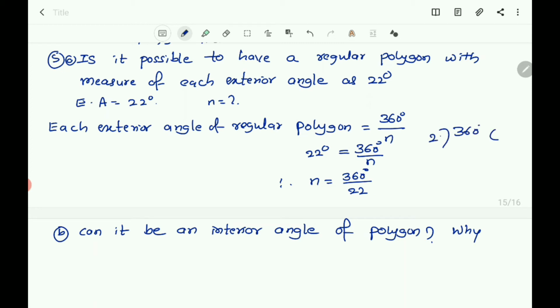360 by 22, you know that 22 ones are 22. What is remaining here? 6 minus 2 is 4, 3 minus 2 is 1 here, and here you know that 22 5s are 110, 22 6s you will get 132. What is remaining? 8 is remaining, and if you put 0 you will get here a point. So 16 point, that is 16.3 you will get. Again you get a remainder here. So it is not completely divisible, that is 16.3, which is not a positive integer.